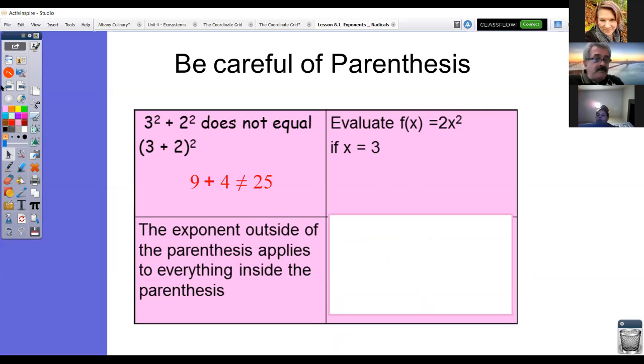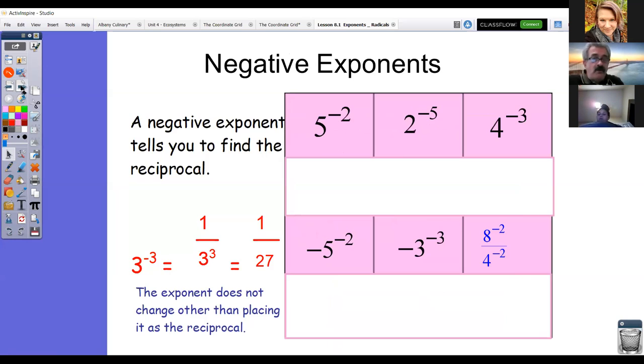Okay. All right. That I gotta go over with you. Negative exponents. You remember those? No? I remember those. You don't? You do remember those? Okay. All you have to do for a negative exponent to change it from a negative to a positive is that negative just tells you to flip it. Find the reciprocal. All right, like 3 to the negative 3 is the same thing as 1 over 3 cubed.